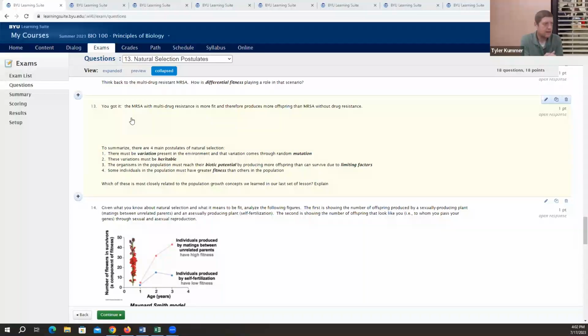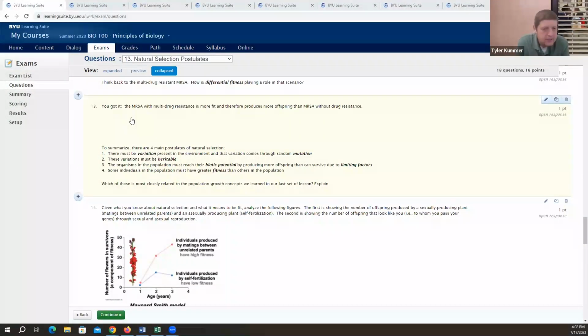And so that's our first postulate. So when you're thinking about this, if there is no variation due to mutation, there can be no natural selection. So when we're thinking about postulates, these are things that must be met in order for natural selection to occur.